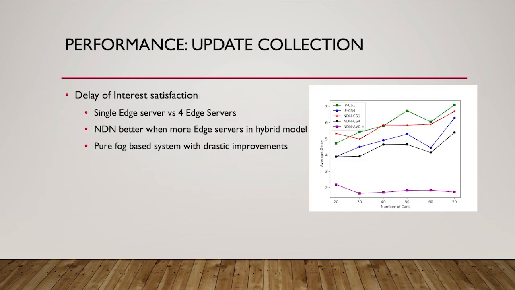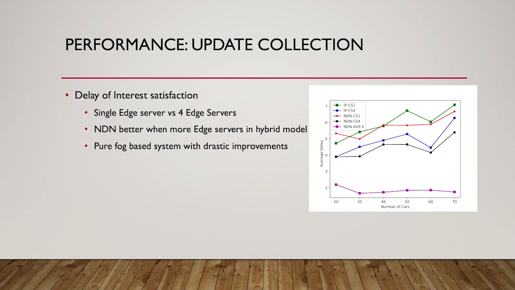To present a sample result of the performance evaluation, as you can see in the figure, we have 5 different setups: IP CS1 and IP CS4, which are the hybrid model using IP. Similarly, NDN CS1 and NDN CS4 are for the hybrid model using NDN, and NDN AV0.4 is the fog-based system proposed in the paper. The CS1 and CS4 mean that there is a single edge server present versus 4 edge servers present in that particular scenario.